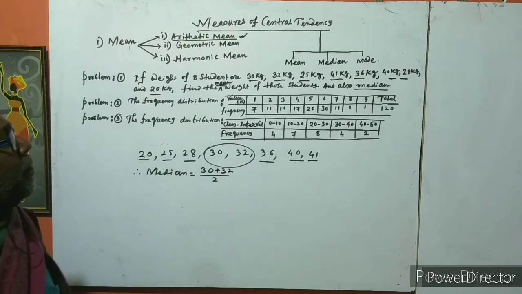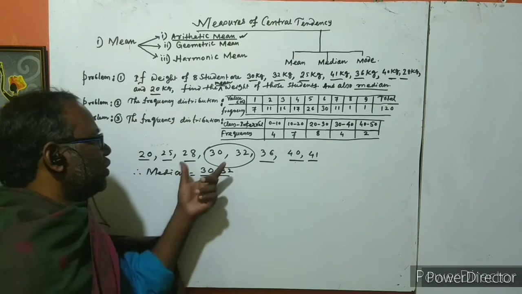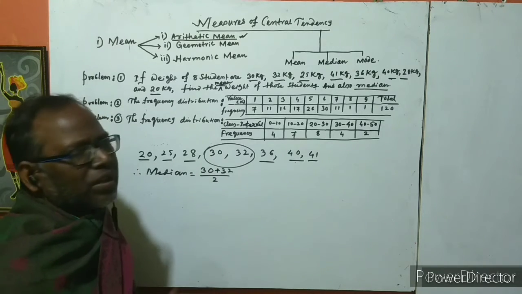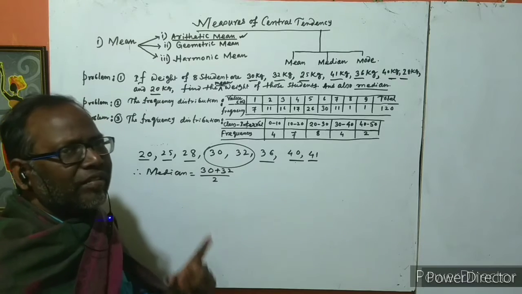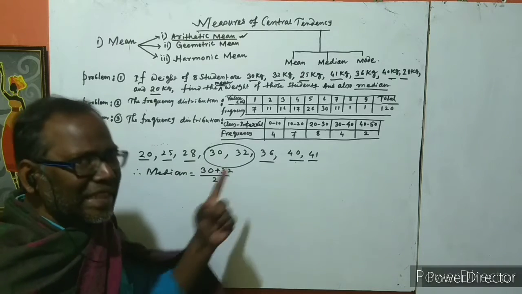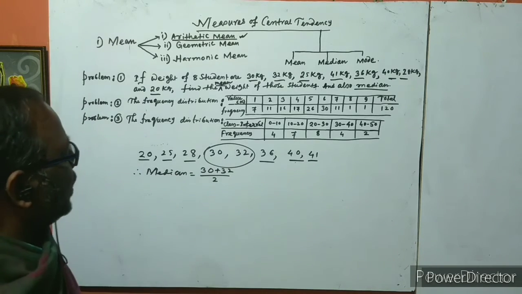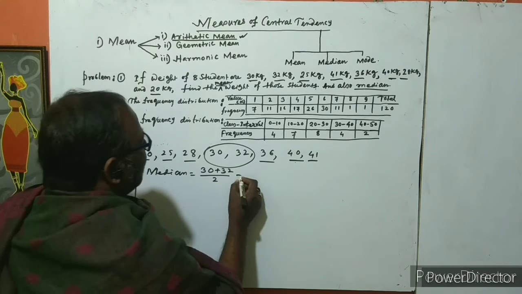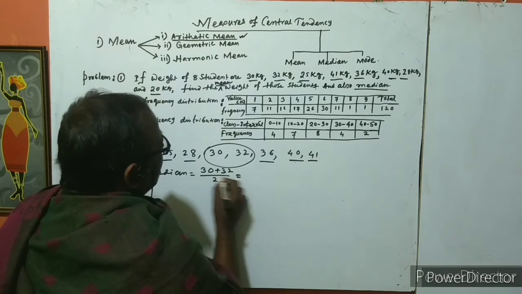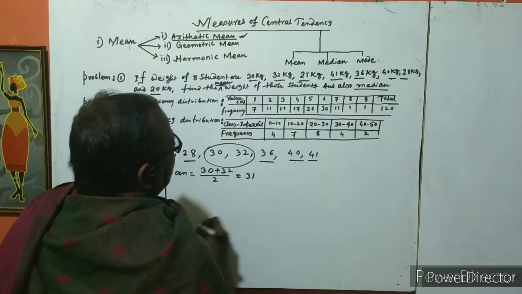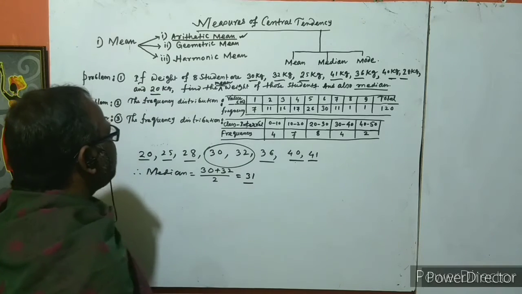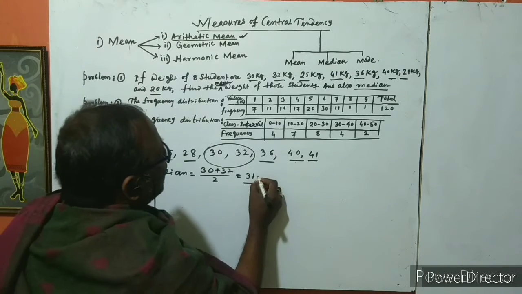As we get them in the middle, there are two values. So the average of these two values is called the median. If we get a single value, then that single value is called the median. Okay, so what is the average? It is 31. Okay, 31 is your answer. This is the median weight, 31 kg.